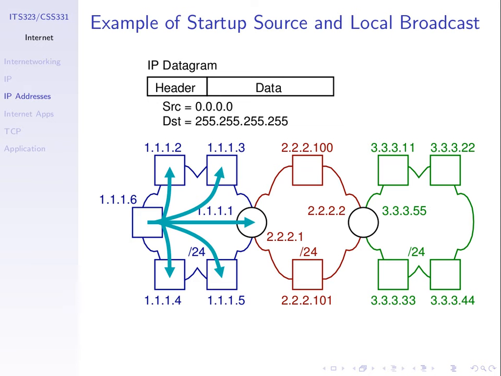Local broadcast: send to everyone on your currently attached subnet. Directed broadcast: send to everyone on a particular subnet in the internet. It could be yours, it could be someone else's. And these two are often combined to discover IP addresses.